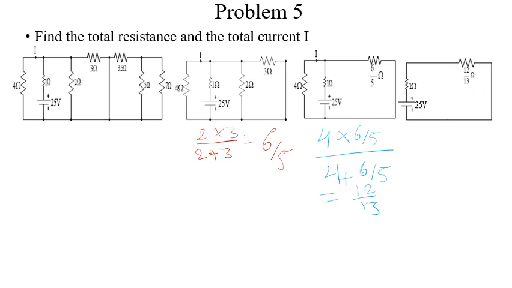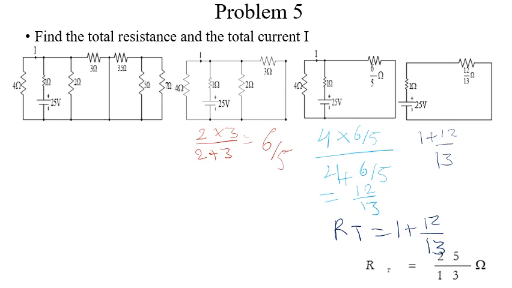So we now do our calculation. We know that they are in series, so we say 1 plus 12 over 13. So we can say our RT, which is our R total, is equals to 1 plus 12 over 13. Then we get our answer as 25 over 13, which now becomes our final answer. So our final answer now becomes this 25 over 13.